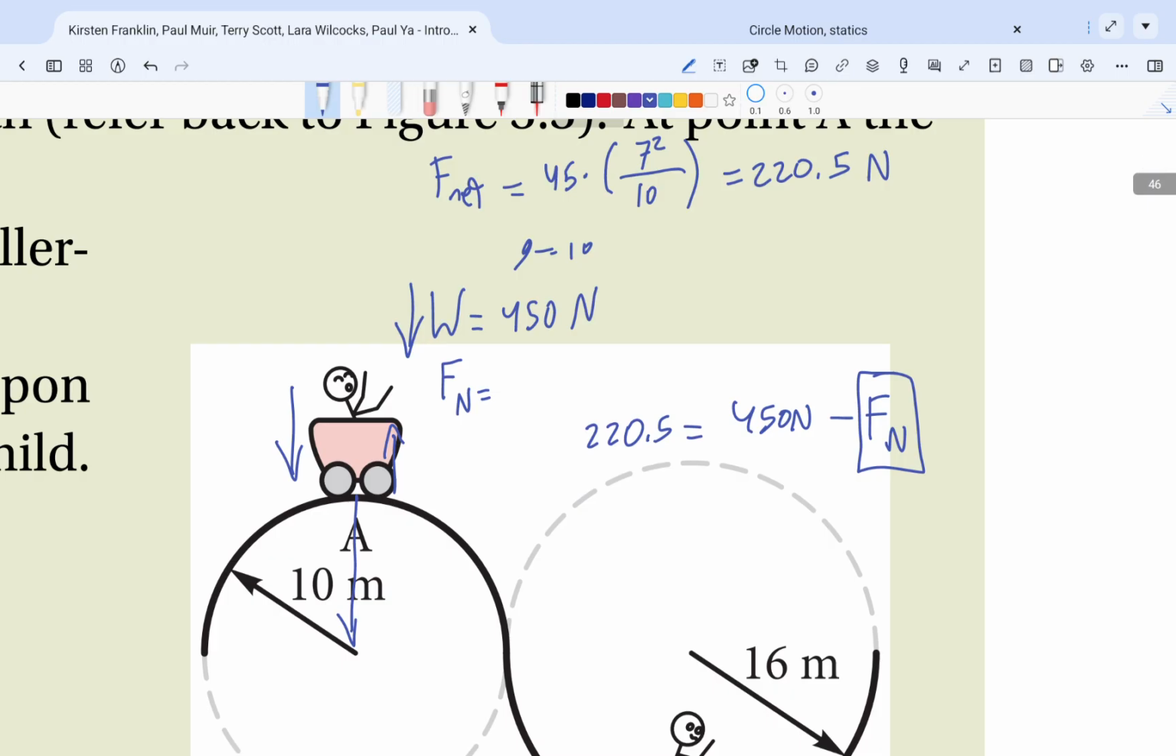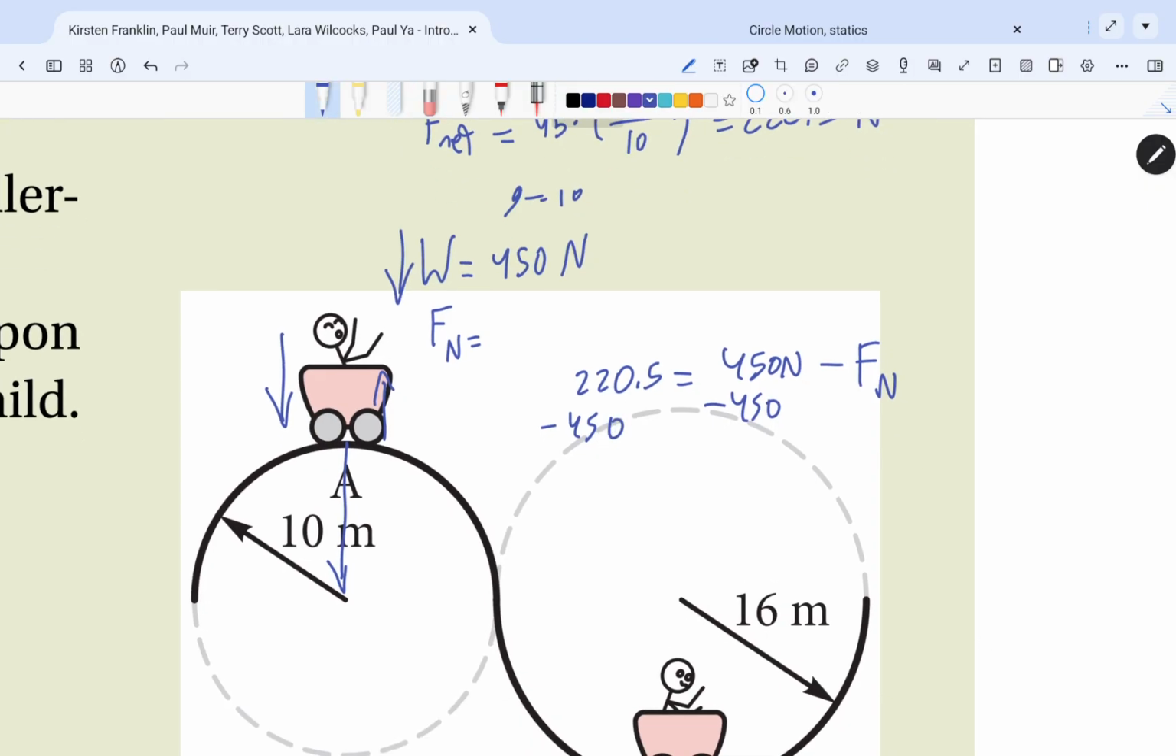So what's the normal force? Let's rearrange. Oh, we don't need to rearrange. Let's subtract 450 from both sides. So you're left with negative 229.5 equals negative Fn. And then you multiply both sides by -1, so this one becomes positive and this one becomes positive. So that's the normal force.